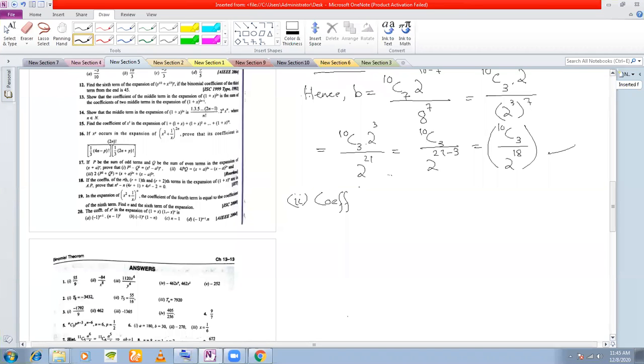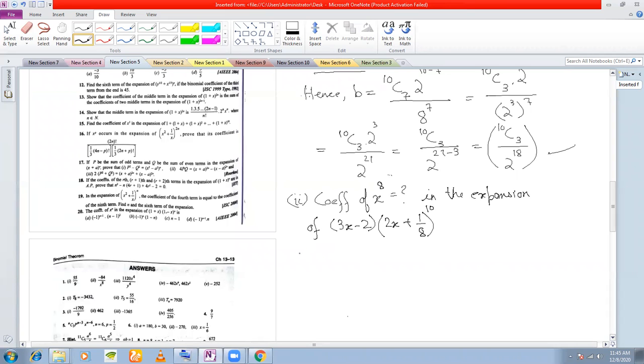In the second part, you need the coefficient of x to the power of 8. You needed to find, in the expansion of (3x − 2)(2x + 1/8)^10, the coefficient of x to the power of 8.